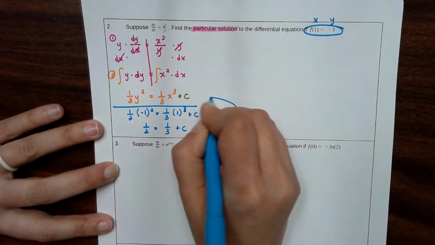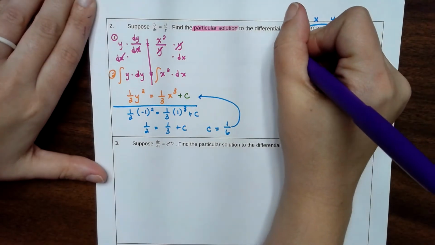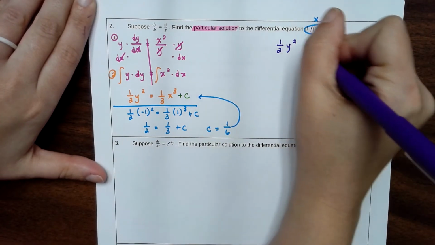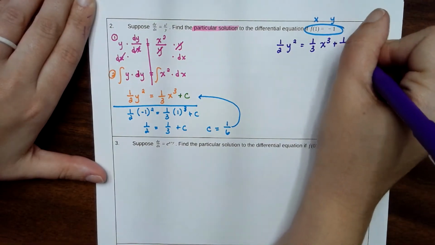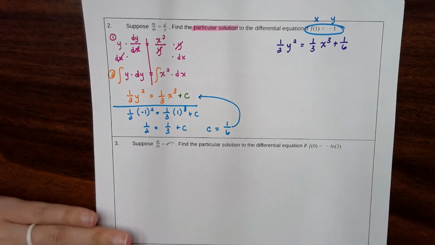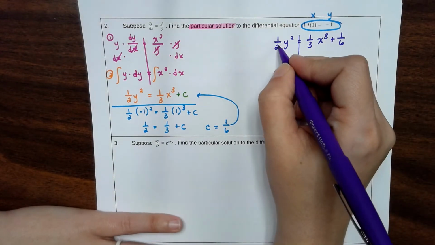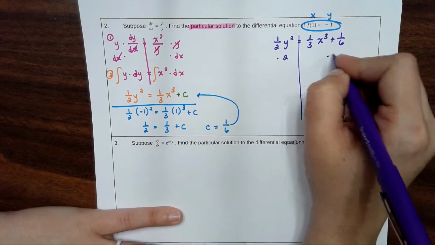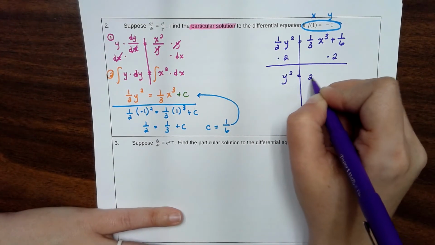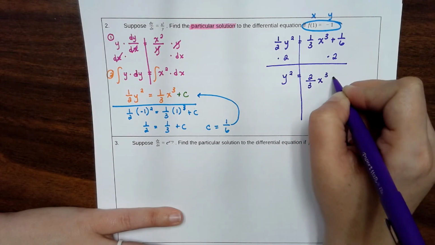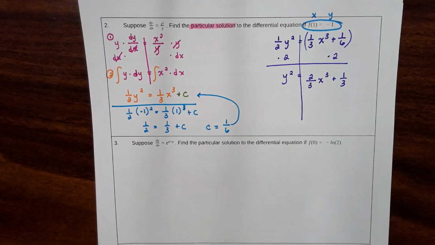Once I have my c value, I'm going to plug it in to my equation and write my new equation. So I'm going to have 1/2 y squared equals 1/3 x cubed plus 1/6. Now from here, I have to do what I did on the other page, which is get y by itself. So to undo 1/2, I'm going to multiply by 2 on both sides, which means I'm going to get y squared equals 2/3 x cubed plus 1/3. I'm just distributing that 2 to both the 1/3 and the 1/6.